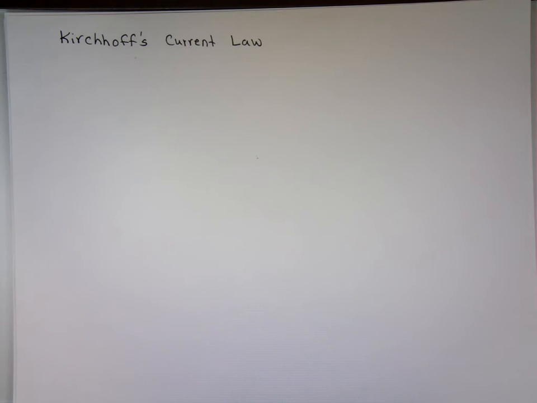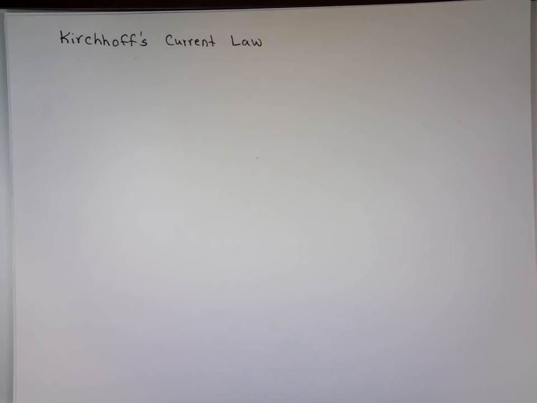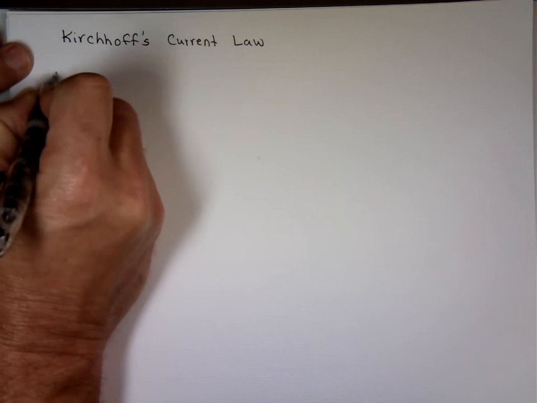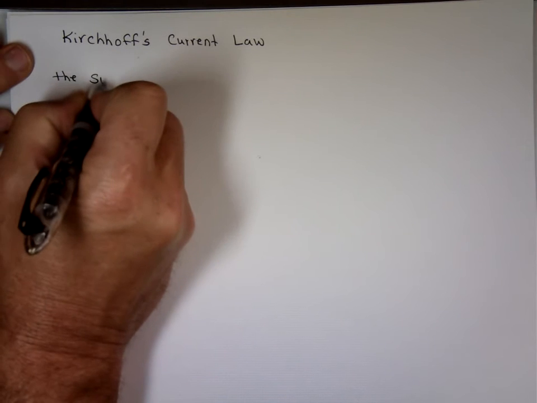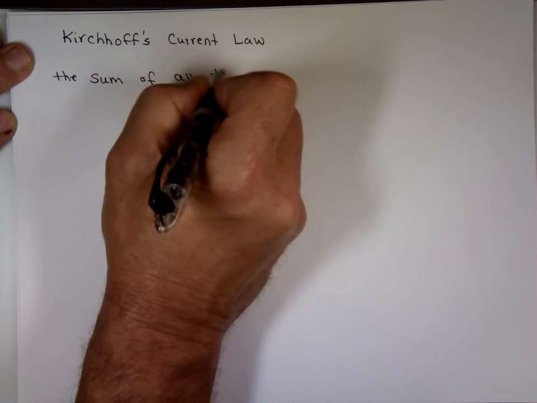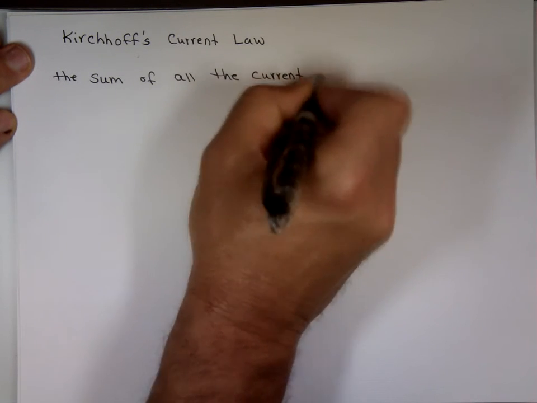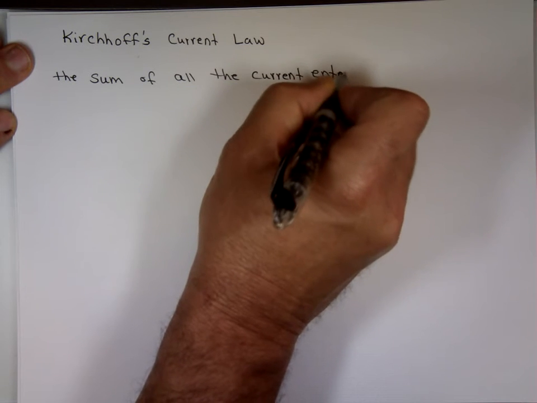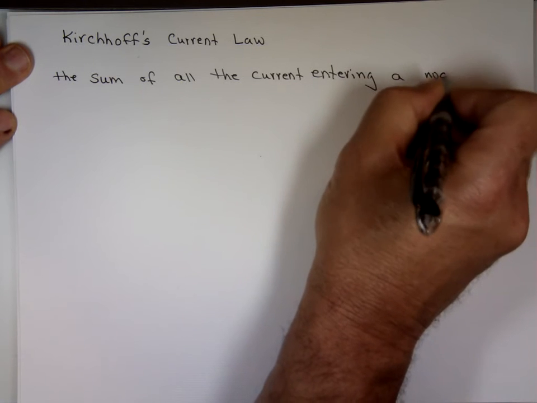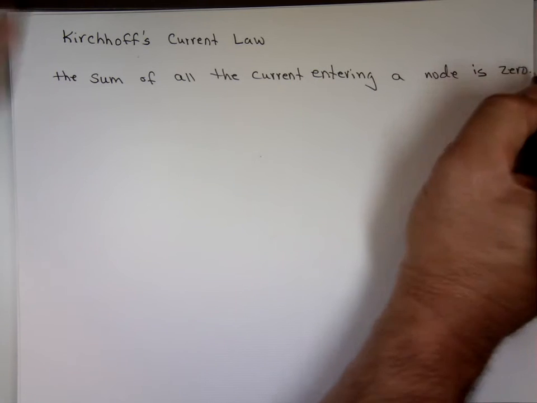And what Kirchhoff said about Kirchhoff's current law, it says if you add the sum of all the currents entering a node is 0. That is Kirchhoff's current law.